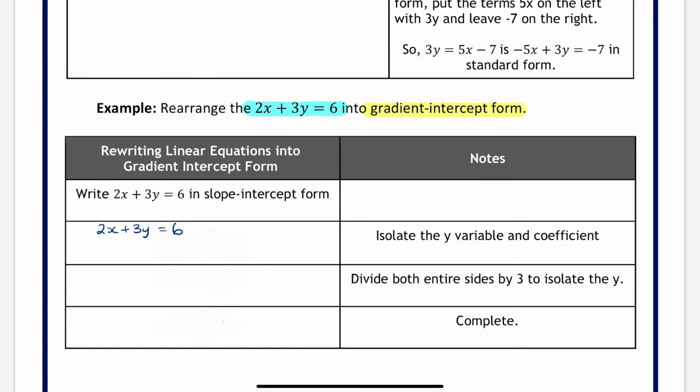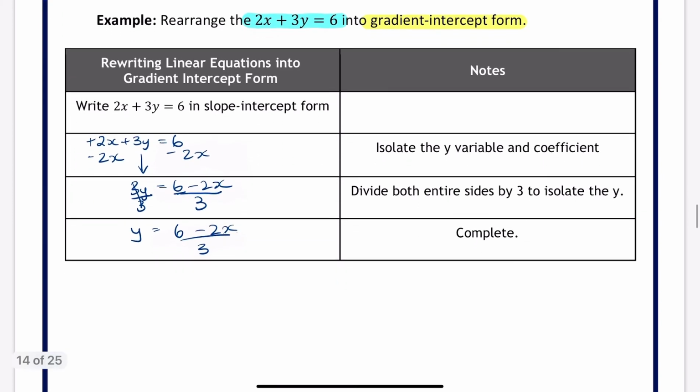Here our 2x is positive, so I'm going to subtract it on both sides to get rid of that 2x. We'll be left with 3y equals 6 minus 2x, and because there is a coefficient of 3 in front of y, we're going to divide both sides by 3. That now gives y equals (6 minus 2x) over 3.